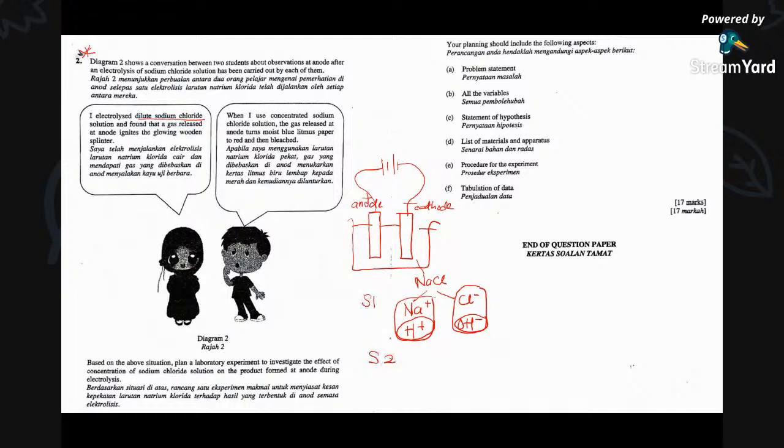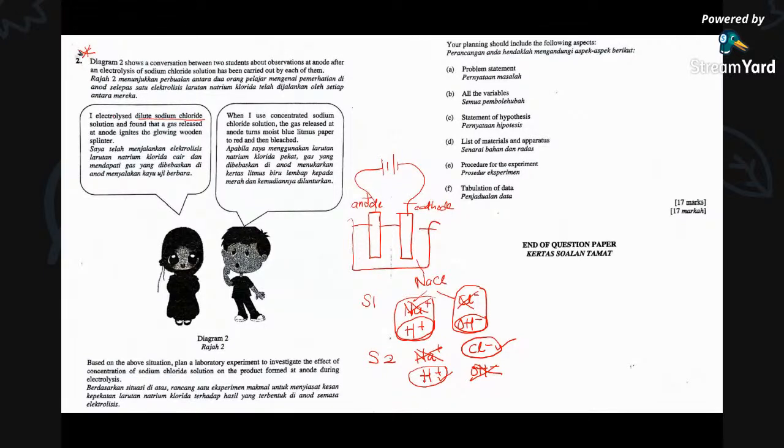Student number 2, I use concentrated sodium chloride solution. With concentrated sodium chloride solution, you still have all these ions. Okay, so if it's concentrated, it will affect the anion. Instead of OH minus ion, it will be Cl minus ion that is discharged, and over here the result at the cathode will be the same. H positive will be selectively discharged. Okay, so cancel off the one not required.